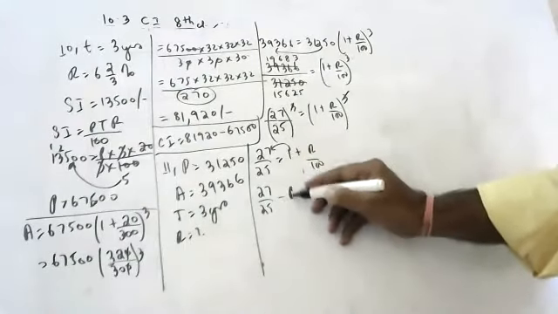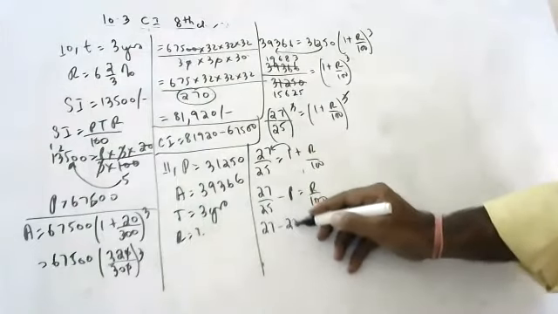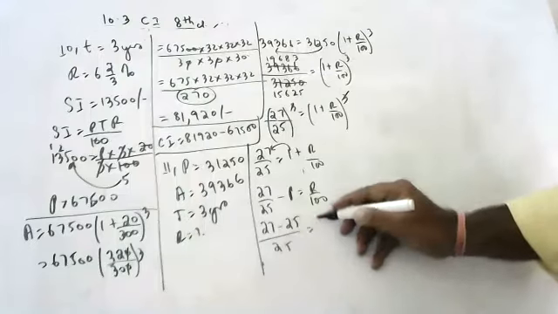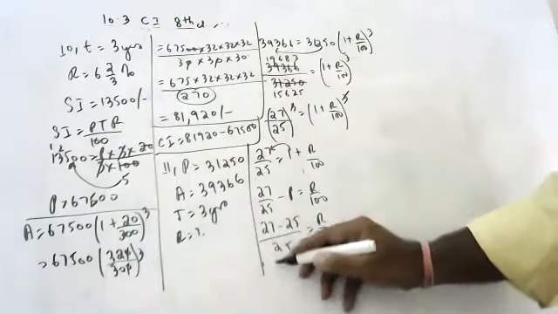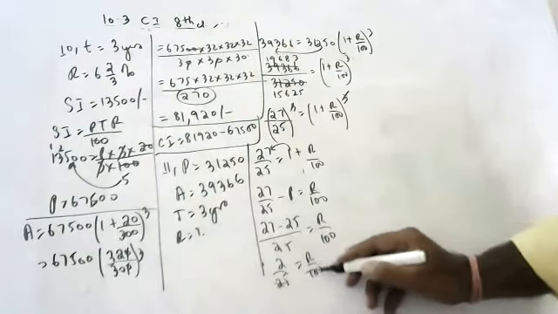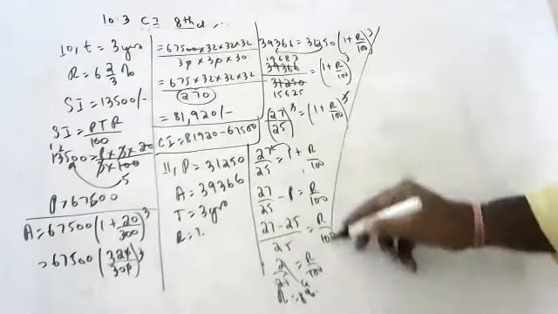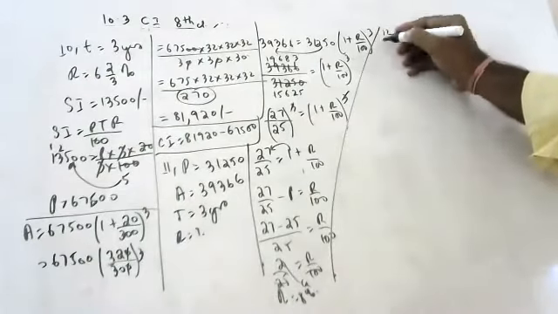Pravalika, you are not telling. What happened, Pravalika? Sir, I was on mute. Okay, no problem. 8% is the rate of interest. Okay, last two sums are there.